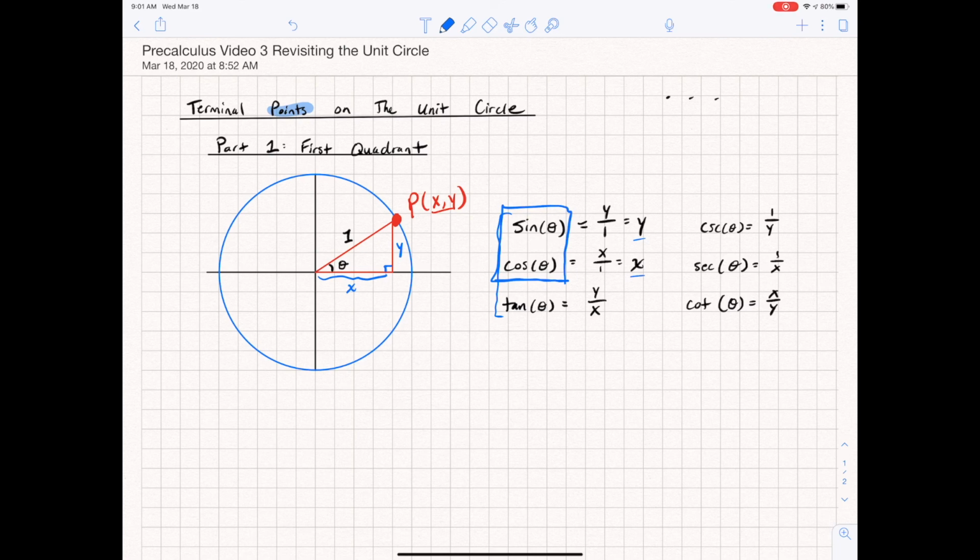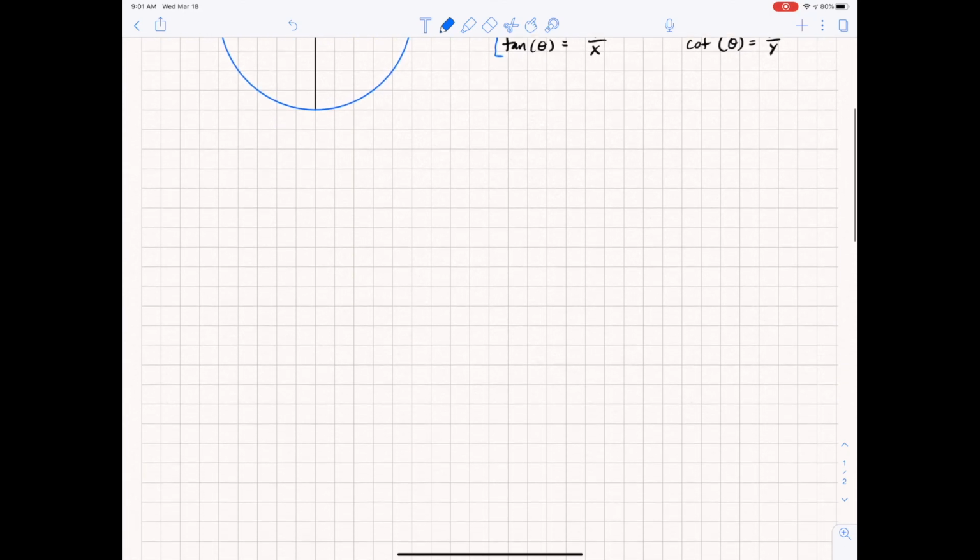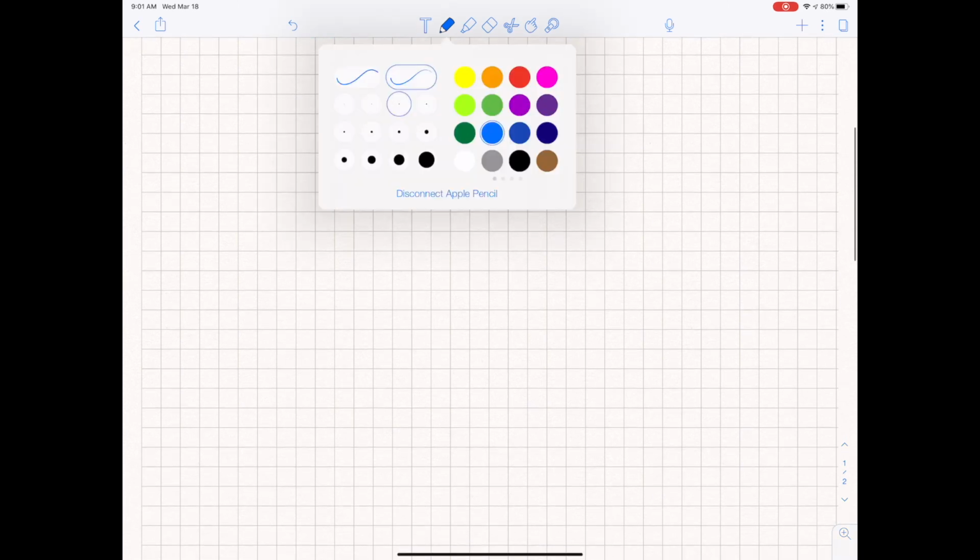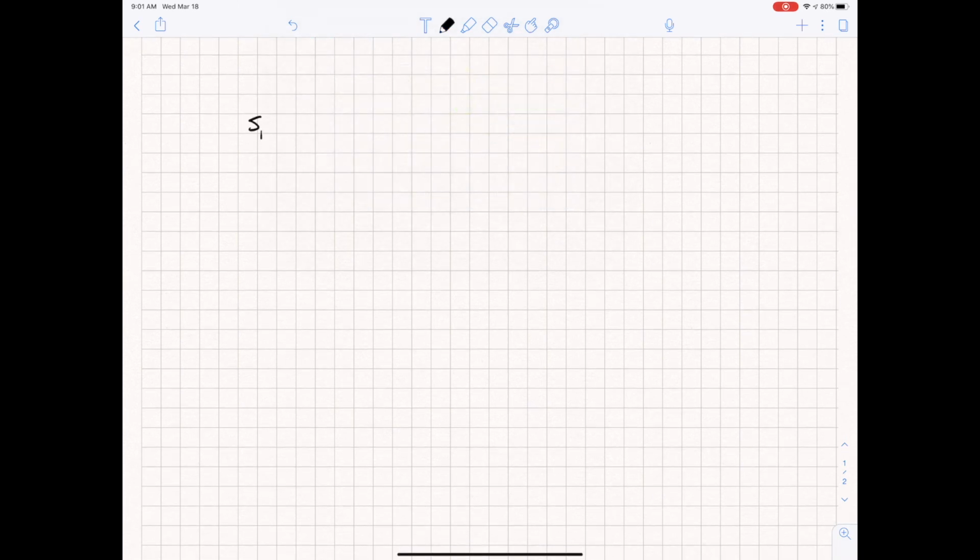Before we continue, again I'm focusing on just the first quadrant. The special angles in the first quadrant, where the angles are between 0 and 90 degrees, or 0 to pi over 2, are 30 degrees, 45 degrees, and 60 degrees.